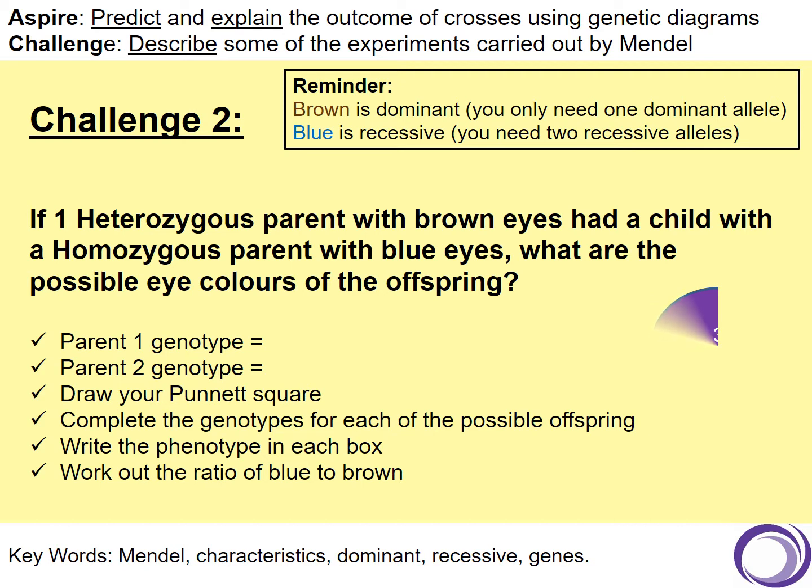Okay, check off the bullet points, make sure you've done everything. Don't forget to write the phenotype in each offspring box, and you are being asked to work out the ratio of blue to brown this time. So the number for blue needs to go first, then the two dots and the number of boxes that would have the phenotype brown afterwards. Brilliant, well done. Let's see what you should have come up with.